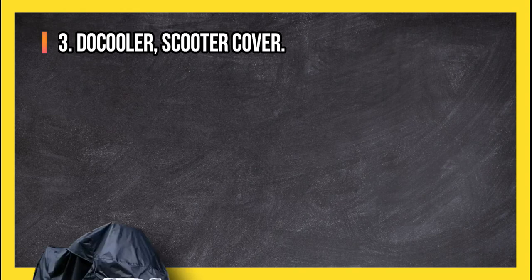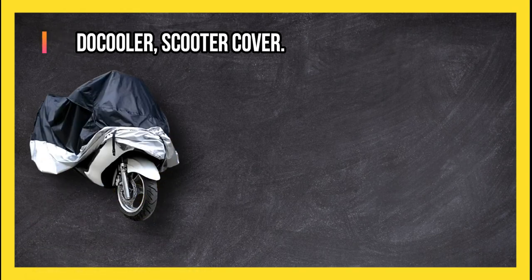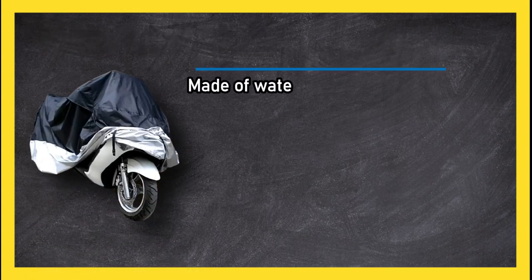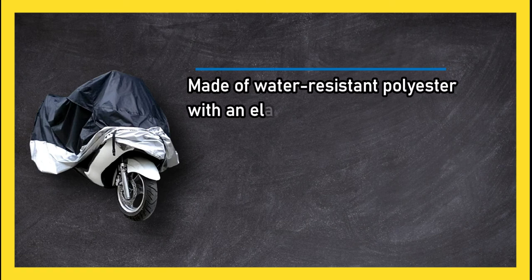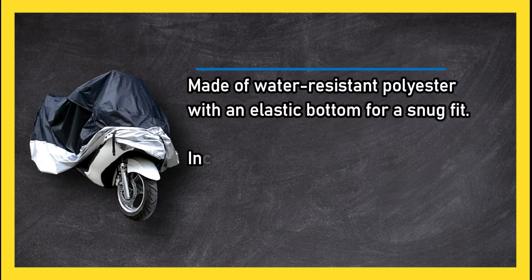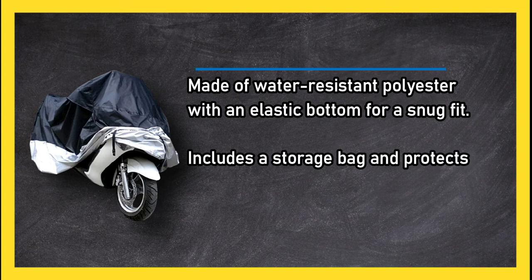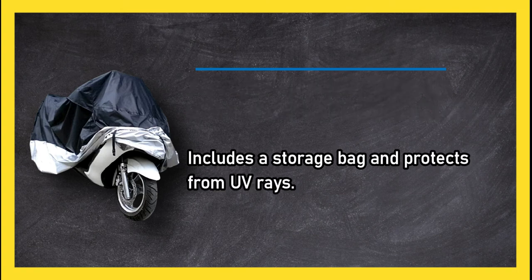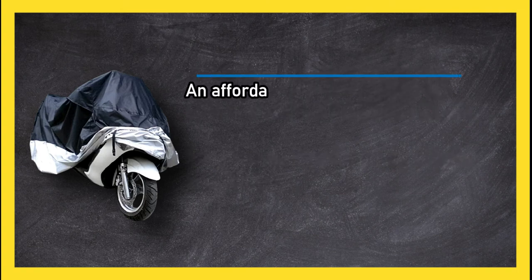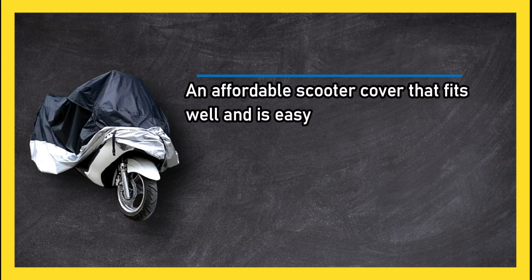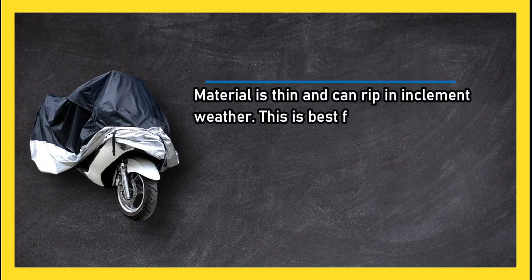At number 3, Docooler Scooter Cover. Made of water-resistant polyester with an elastic bottom for a snug fit. Includes a storage bag and protects from UV rays. An affordable scooter cover that fits well and is easy to use. Material is thin and can rip in inclement weather. This is best for protecting from sun and dust.